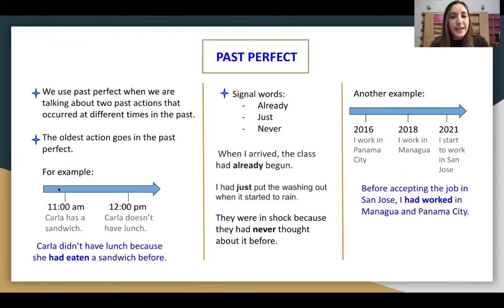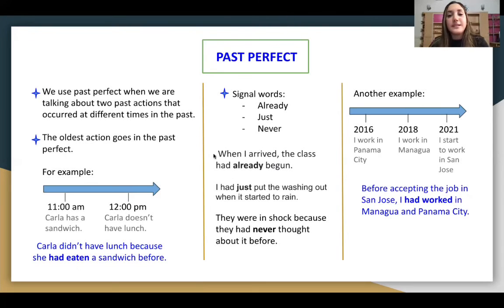For example, in this graph, we can see that at 12 p.m. Carla doesn't have lunch, but we can also see that at 11 a.m. she ate a sandwich. If I want to explain why she didn't have lunch, I can do it as long as I say the oldest action in the past perfect. So, Carla didn't have lunch because she had eaten a sandwich before. Had eaten is in past perfect.